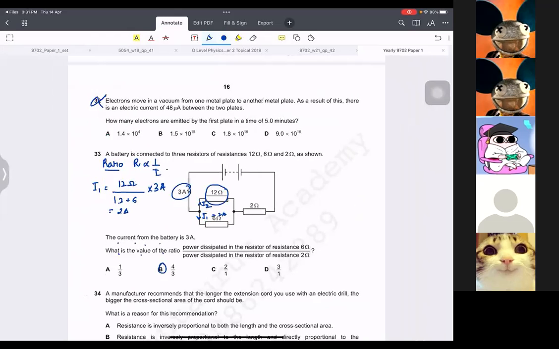Okay, I'm going to show you 3 methods now. But we got here 2 amps. What is the answer? 2, right? 2 in this, 2 in that only.